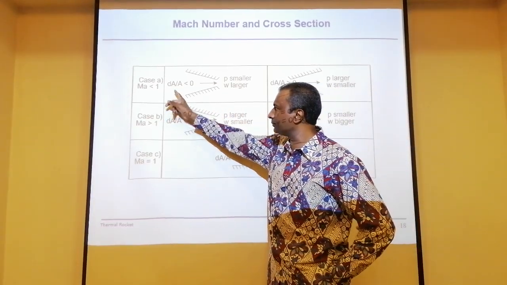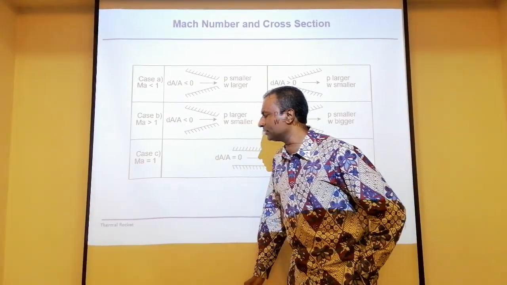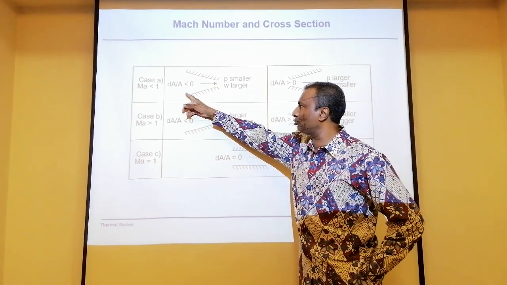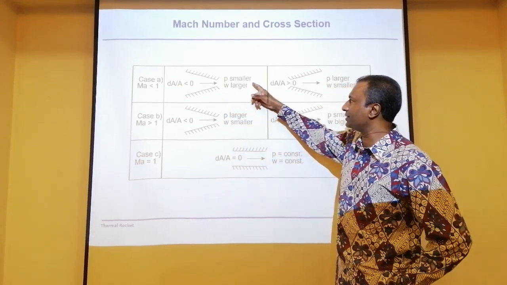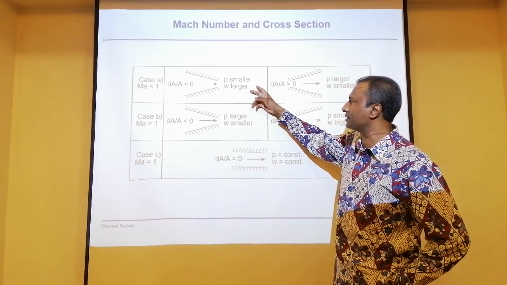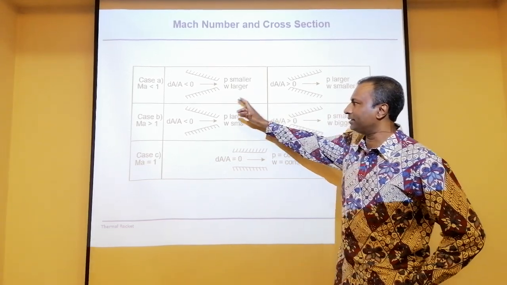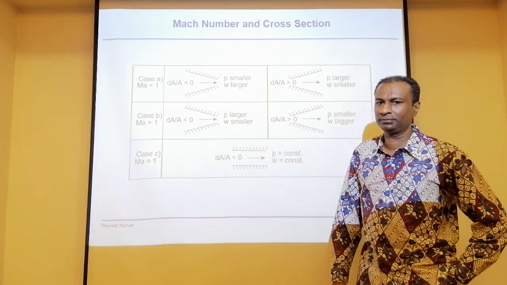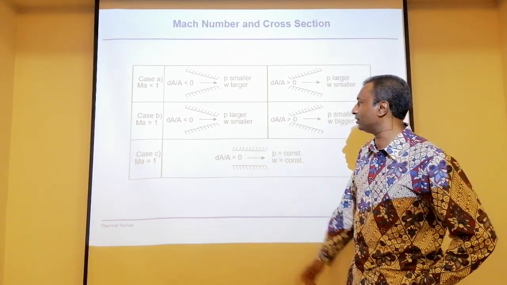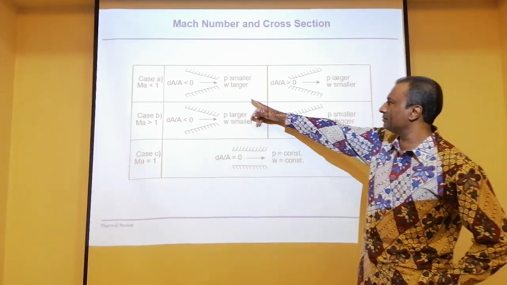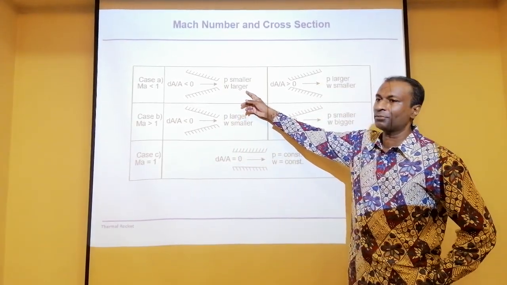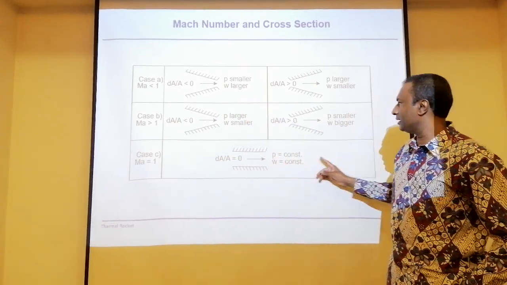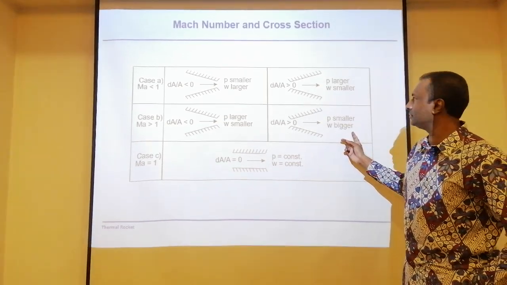What about this one? Subsonic. Bigger throat, smaller exit. Obviously P is smaller, and here V is larger. But remember, these are basically subsonic, which means very, very low velocity. So in this case, this may not be a good option, although it's larger, it is not good enough. Okay? This is actually probably the best.